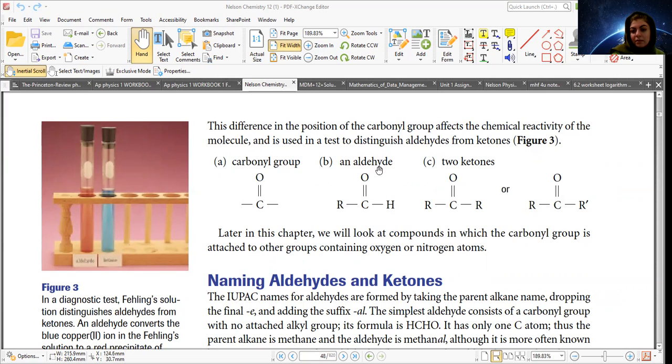It is an aldehyde. But if this double bond is in the middle, it means the carbon attached to the double-bonded oxygen is connected to 2 carbons. Here you have a branch, and here you have a branch. The carbon attached to 2 carbons is not an end carbon. This will be ketones. The same thing here.